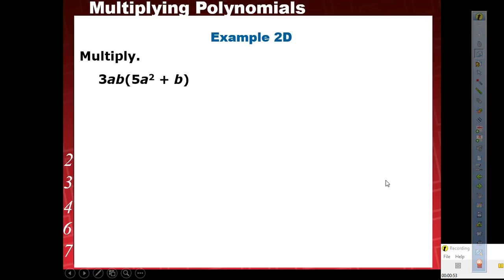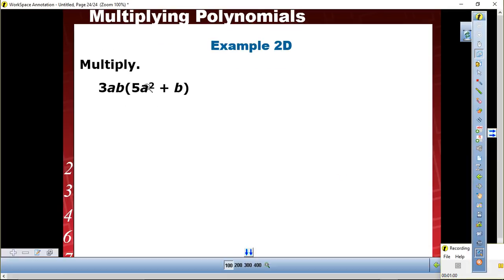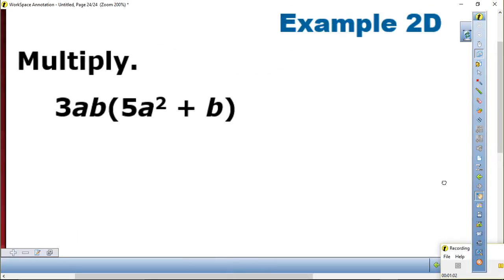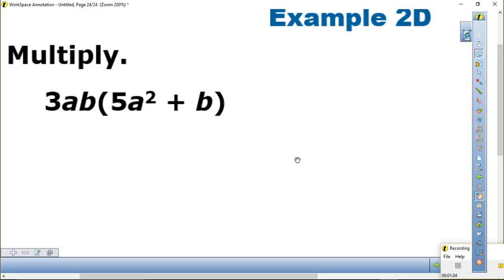Copy this one, please. Example 2D. I'm going to zoom in. 2D says multiply 3ab, parentheses, 5a squared plus b, close parentheses. Copy that, and then we'll do it together.